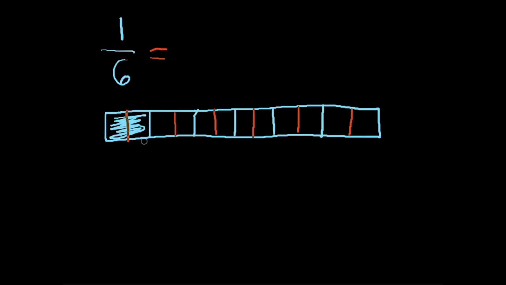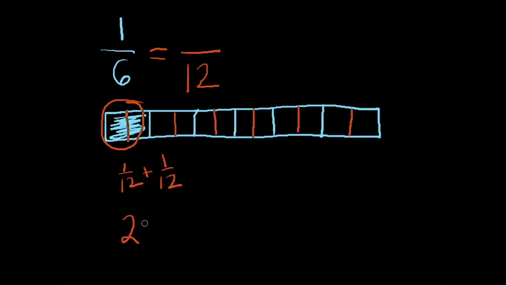So now, how many equal parts do I have? If I took each 6th and broke each of them in half, I end up with 1, 2, 3, 4, 5, 6, 7, 8, 9, 10, 11, 12 equal parts. So this 1/6 that I started out with can be broken down as 1/12 plus 1/12. We can write that as a multiplication sentence. I have 2 equal groups of 1/12, which equals 2/12. So I can say that 1/6 is equal to 2/12.